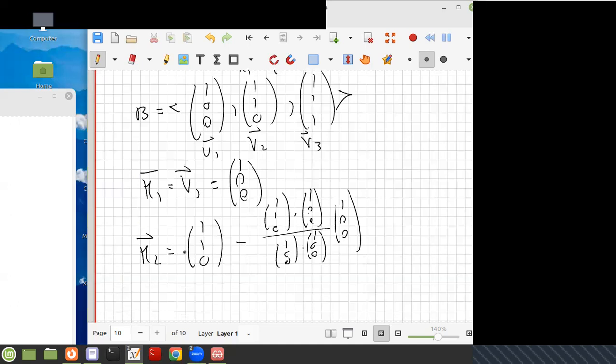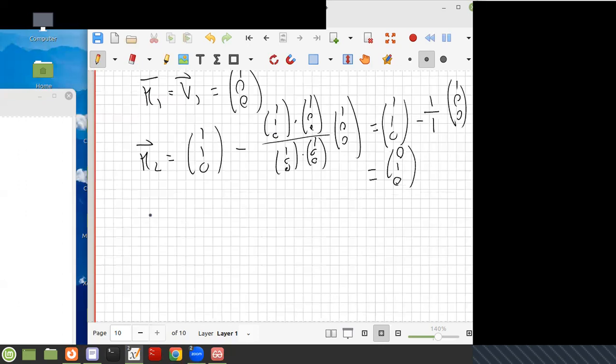We've taken the second vector and subtracted off the part that was not perpendicular. So this is (1, 1, 0) minus 1 over 1 times (1, 0, 0), which equals (0, 1, 0). So kappa 2 equals (0, 1, 0), which is obviously perpendicular to kappa 1.